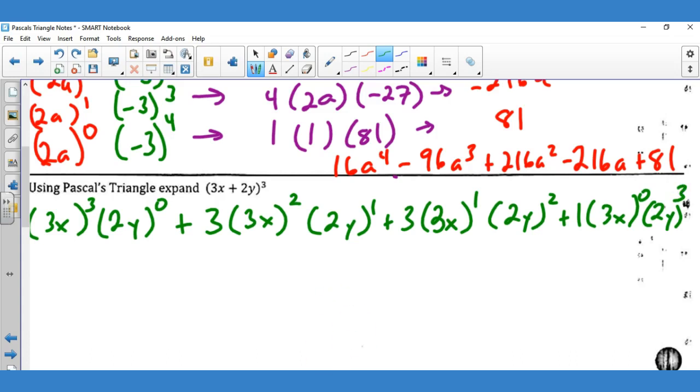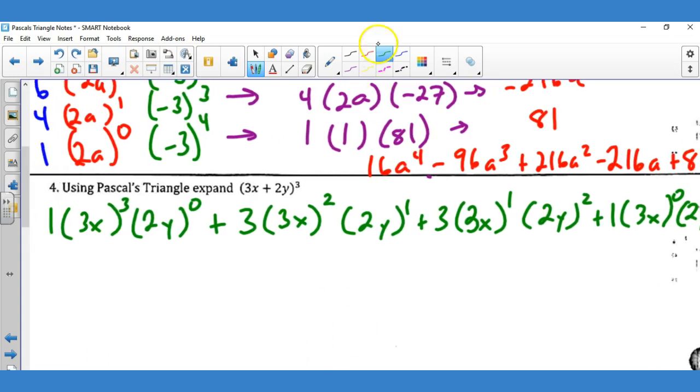Now, let's go ahead and expand this thing. Well, it's already expanded. Let's go and simplify. So I have 1 right here. 3x cubed. 3 cubed is 27x. And 2y to the 0 power is 1. Anything to the 0, guys, is 1. Except 0.